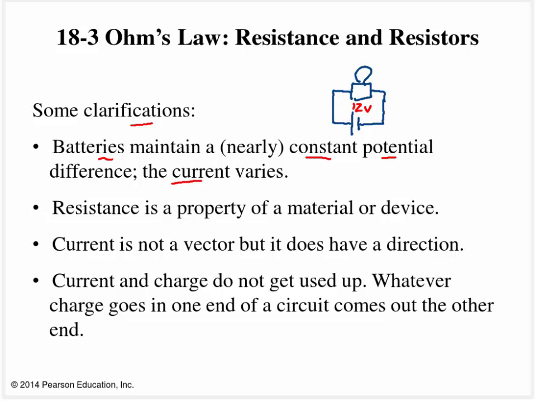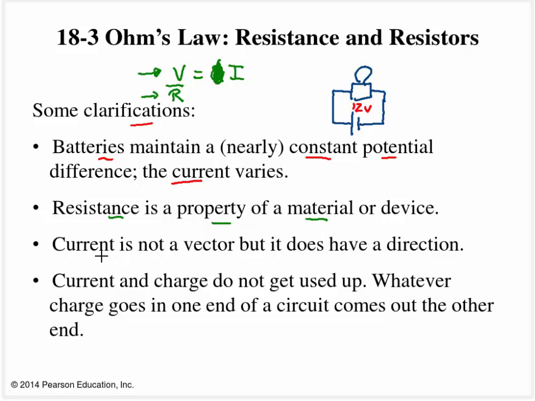The current in a circuit is what's going to vary, and it varies depending on the potential and the resistance. So I could rewrite this to say that the amount the current changes by is going to depend solely on the resistance. We can't do anything about the voltage of the battery. Now, resistance, I'll talk about on the next slide, is actually a property of the material.